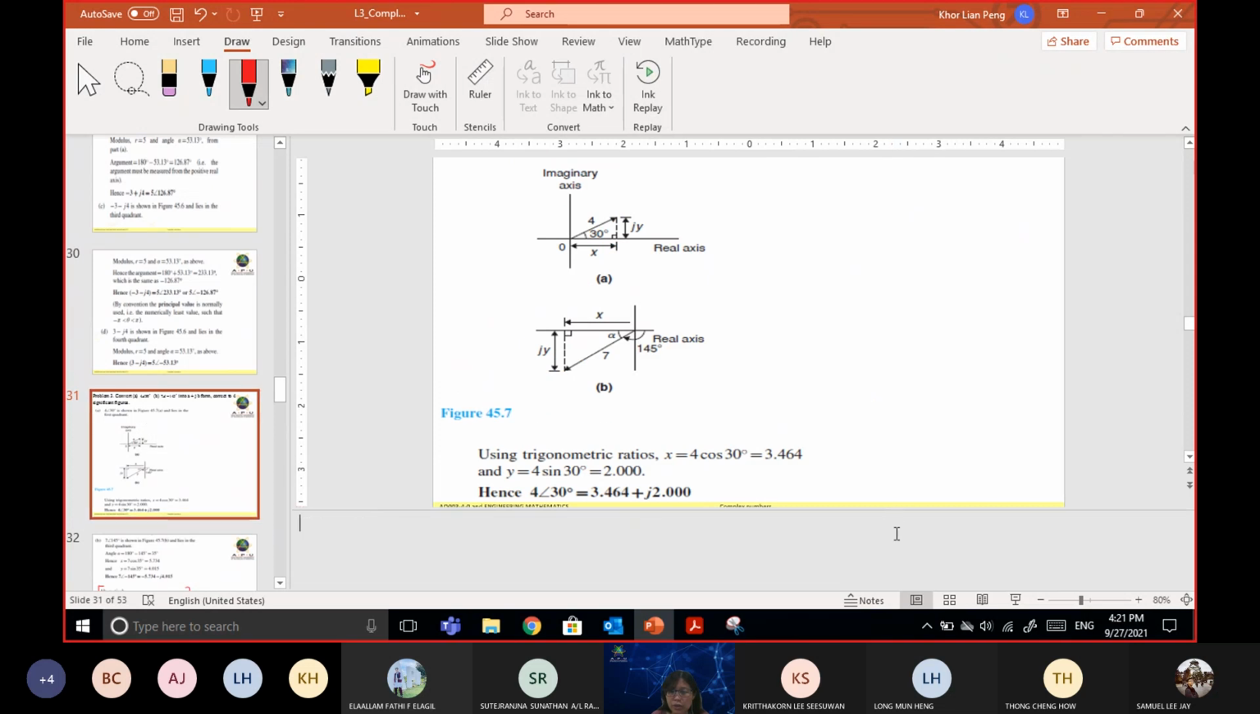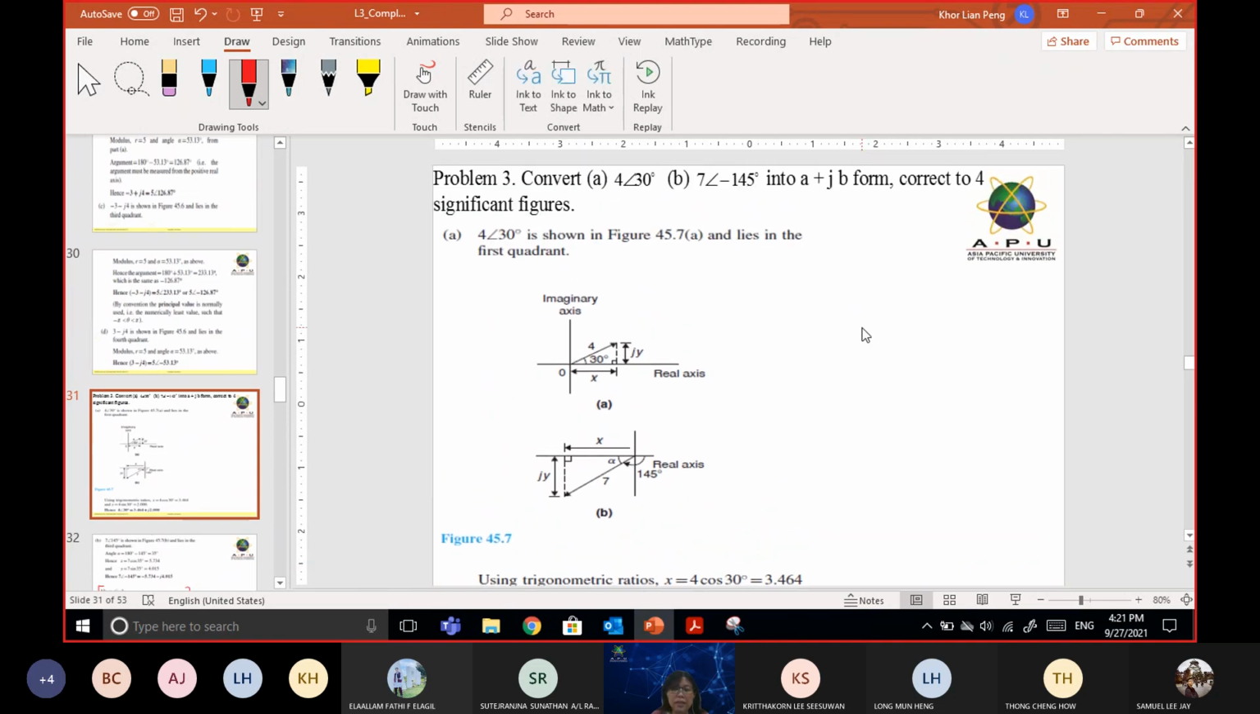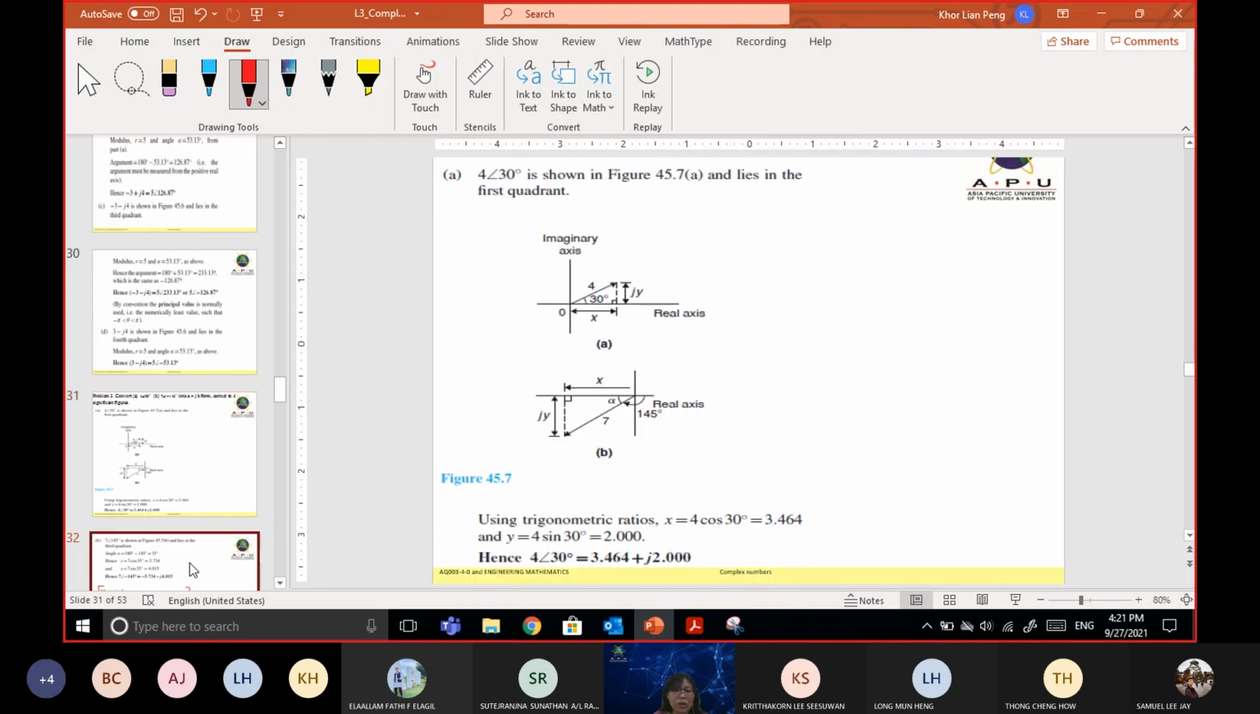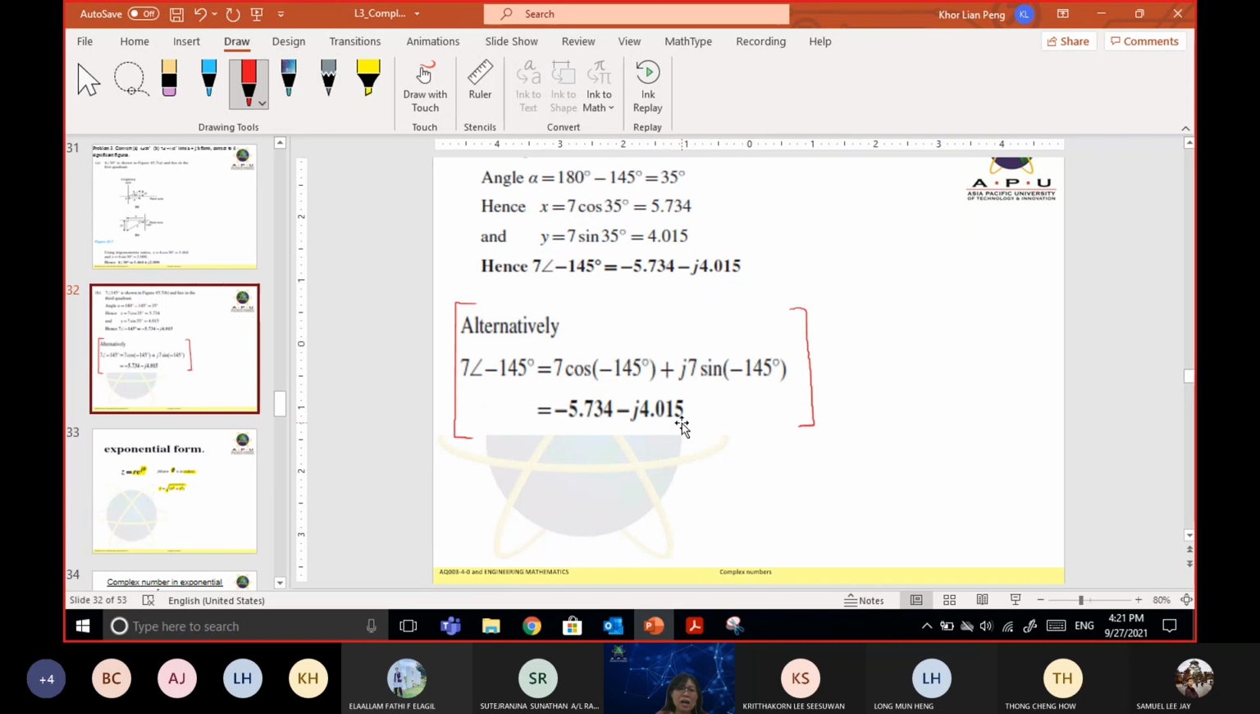Okay, so a review of what we have gone through today. How we actually write our polar form into the Cartesian form. We always use the formula r cos theta, r sin theta. And for your information, when you want to write it in the Cartesian form, you just directly put in the angle, then let the calculator give you the negative or positive value.